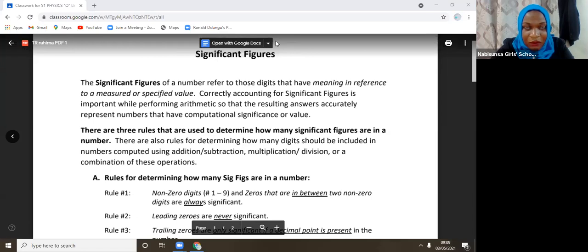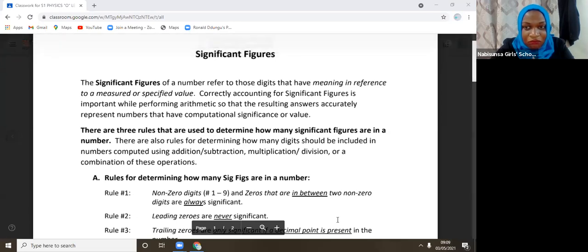Significant figures are digits in the number that are reliable and absolutely necessary. Please repeat once more. Significant figures are digits in the number that are reliable and absolutely necessary. Should highlight that.